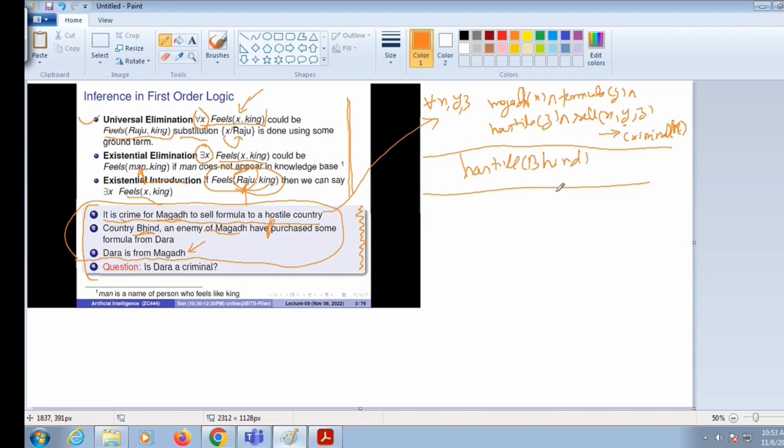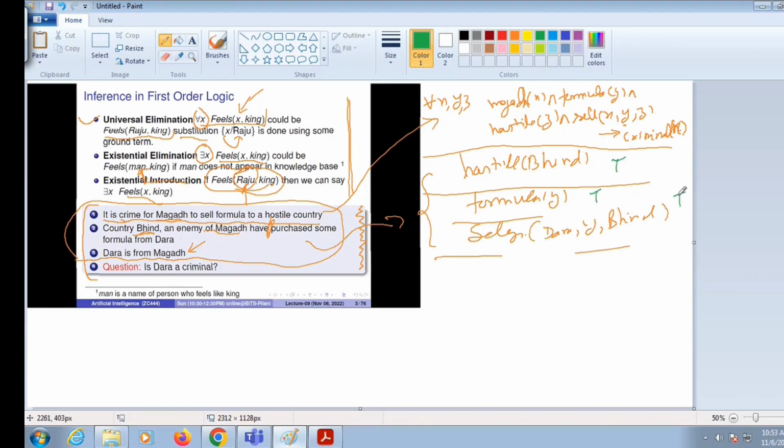So there is someone, and a formula. There is some formula Y, and there is some selling of Y by Dhara to Bhind. This is also information, coming from this particular statement. Am I right? It is telling that Bhind is a hostile country and there is a formula. So when I write this, essentially what I mean is that these things are actually tautologies. I mean these things are true.